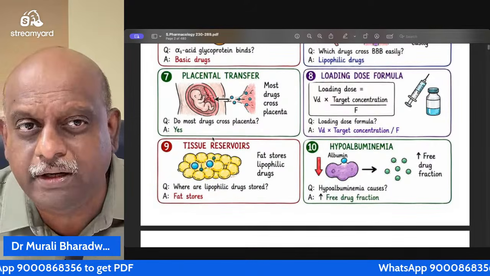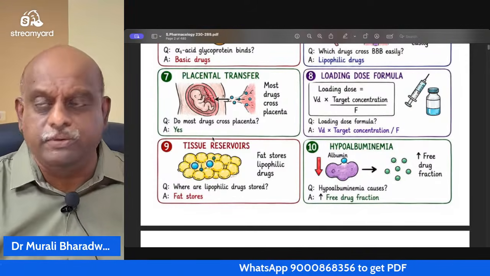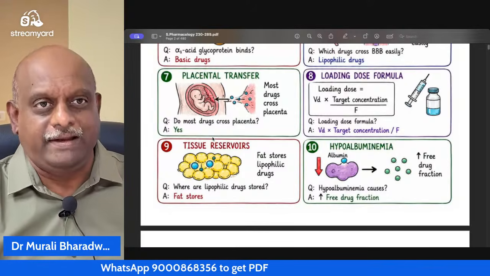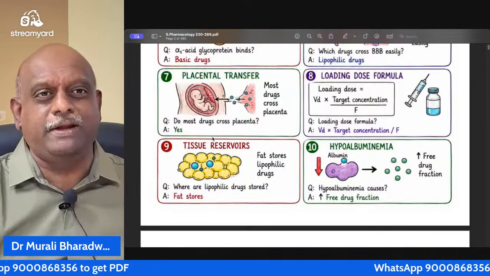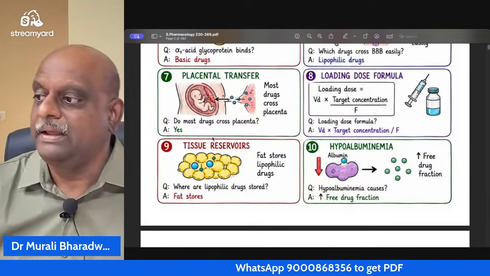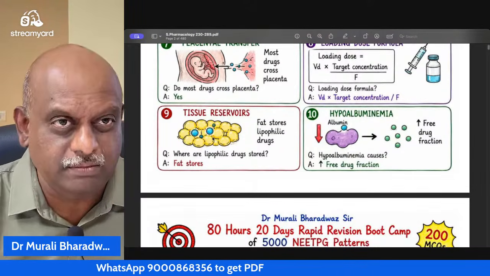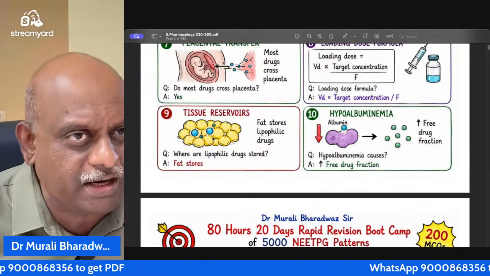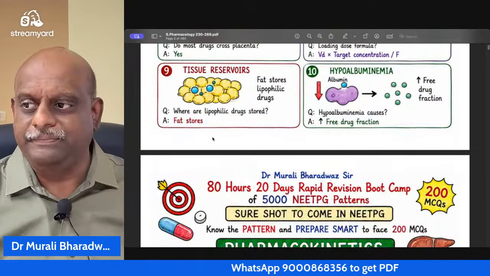Now, what is the formula for loading dose? One of the favorite questions of the examiner. It is volume of distribution times target concentration divided by the bioavailability. Don't forget, every time in NEET PG, they invariably ask one question on pharmacokinetics, and these formulas matter a lot. Whenever there is hypoalbuminemia, like a patient in nephrotic syndrome, the free drug fraction becomes more and it has a greater chance of distributing out of the blood vessel.